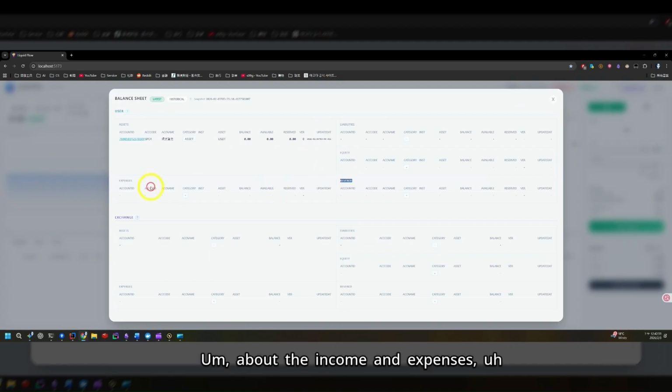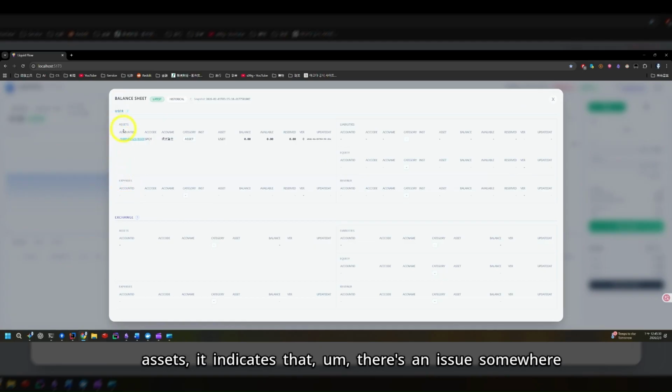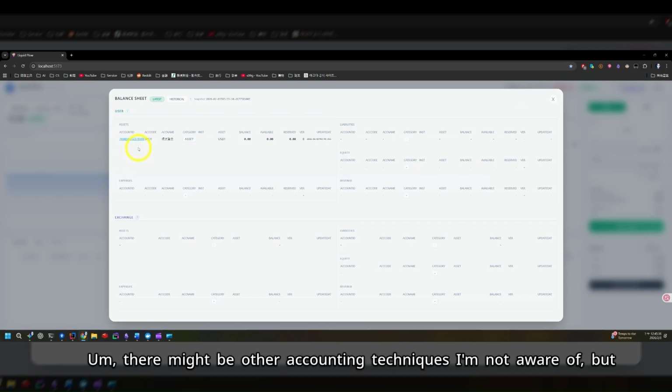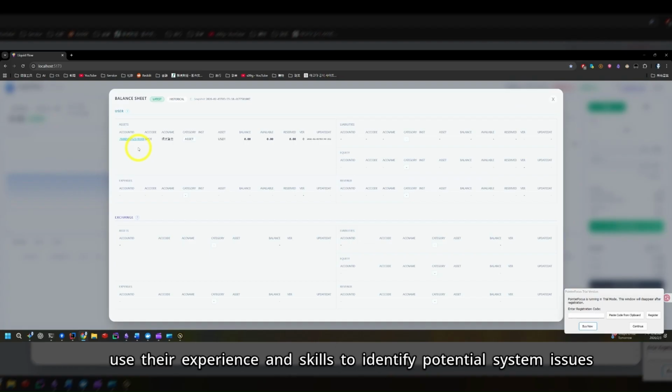About the income and expenses, after deducting business expenses, if there's a gradual change in assets, it indicates that there's an issue somewhere. There might be other accounting techniques I'm not aware of, but by strictly following accounting principles, the accounting team can use their experience and skills to identify potential system issues.